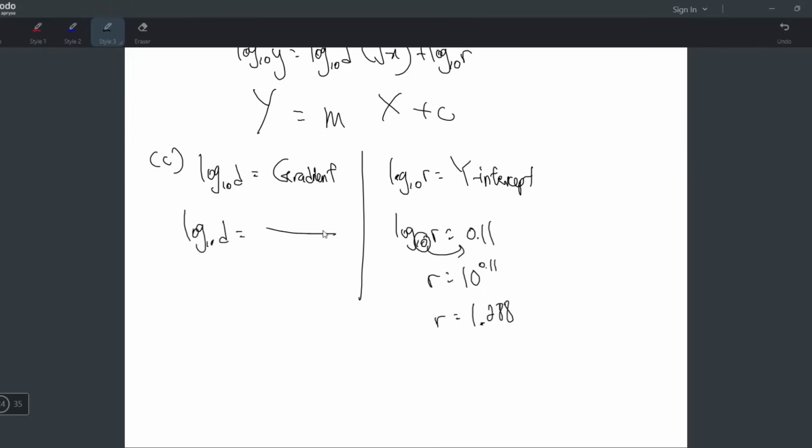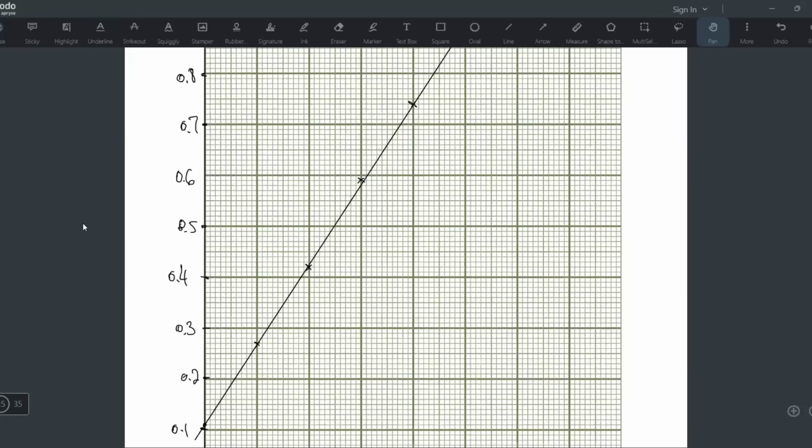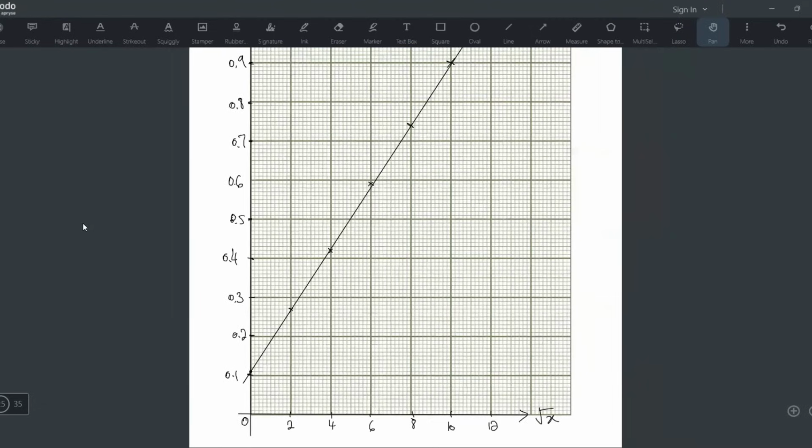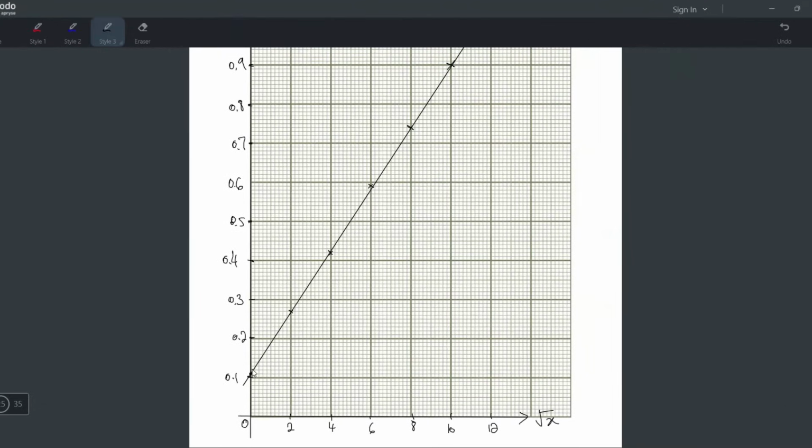So to find gradient, you need 2 points. Okay, you have to take 2 points from the graph. Okay, I will take 2 points from 0 to 10. Yeah, from 0 to 10. Okay, one point I will take at x equals 0, which is 0, 0.11. Another point I will take at 10.